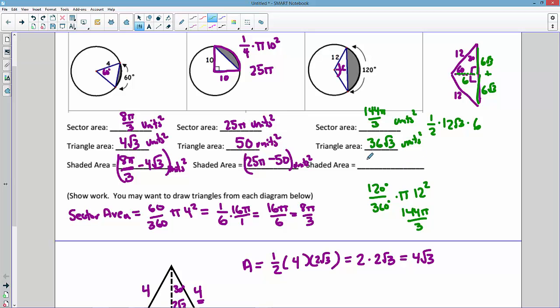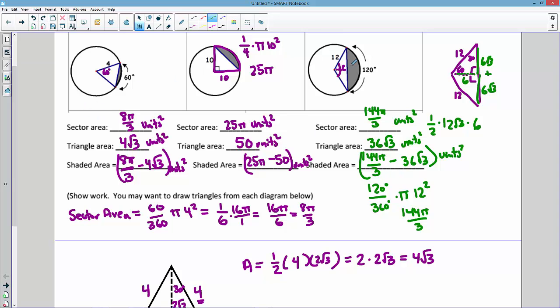Okay, and then the shaded area is just what? The sector minus the triangle, right? 144 pi over 3 minus 36 radical 3. And the whole thing is units squared. The teachers, again, on the answer key are going to have a common denominator here, which is actually more proper. And then put them together.